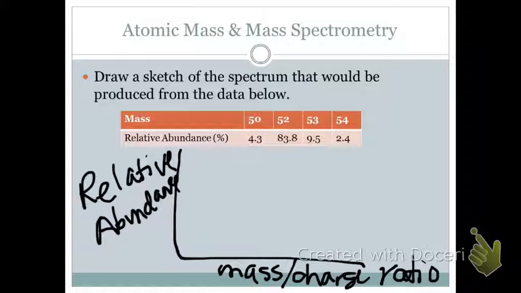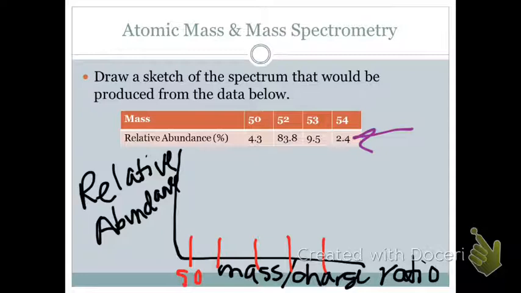Now, you have 50, 52, 53, and 54 as your masses. So let's make this 50, 51, 52, 53, 54. Okay? Now we're going to draw our graphs. Let me change colors so there's no confusion. And what you're going to do is draw the peaks. And remember, your peaks have to be indicative of how abundant your sample was as that isotope.